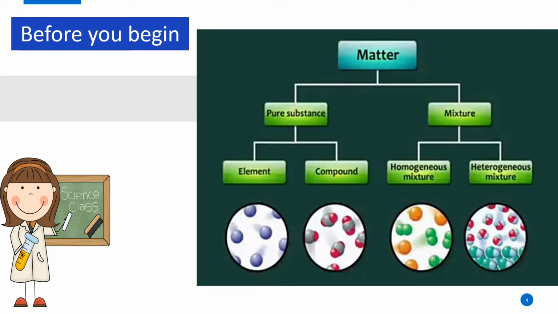So before we begin, can you still recall how matter is classified? So matter is classified as a pure substance and as a mixture. Under pure substance, it can be an element or a compound. Under mixture, it can be a homogeneous mixture or heterogeneous mixture.